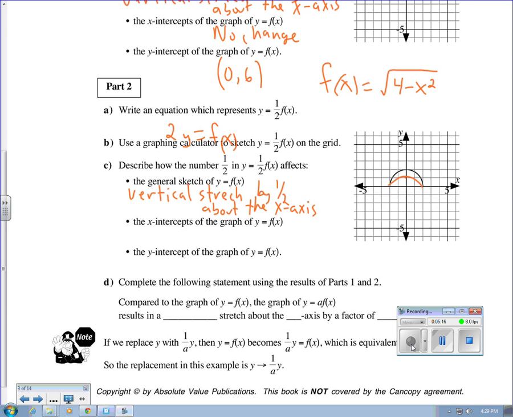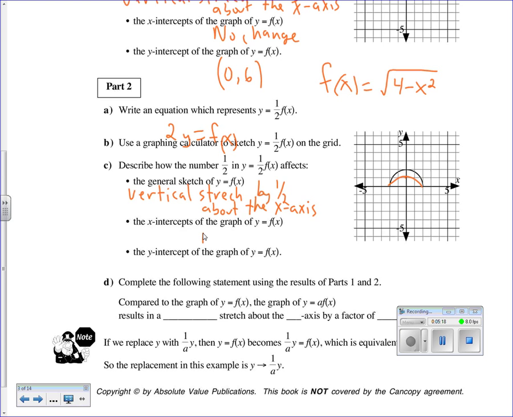Like before, the x-intercepts have not changed. So there's no change on the x-intercept. But what I see is that the y-intercept has actually dropped by a factor of a half. It used to be at 0.2, and now it's at 0.1.